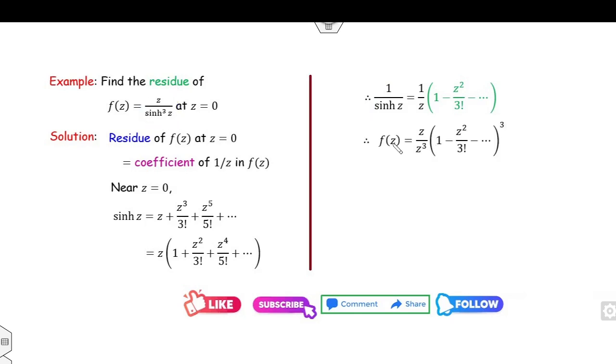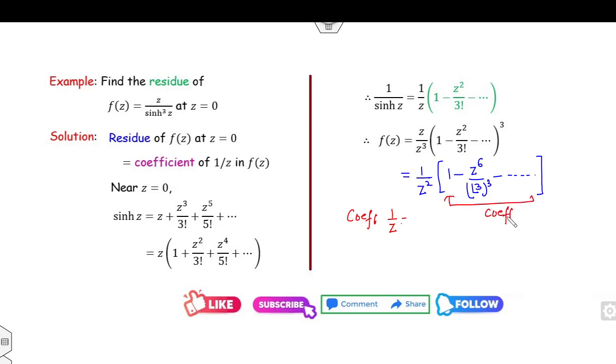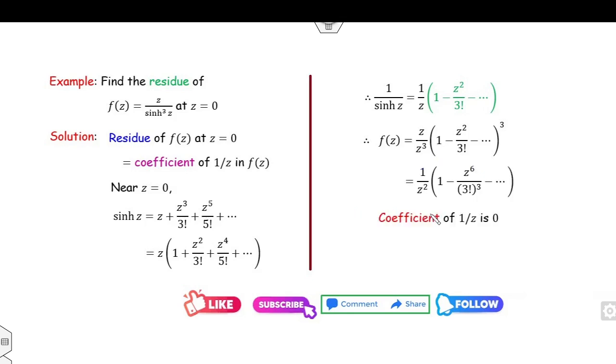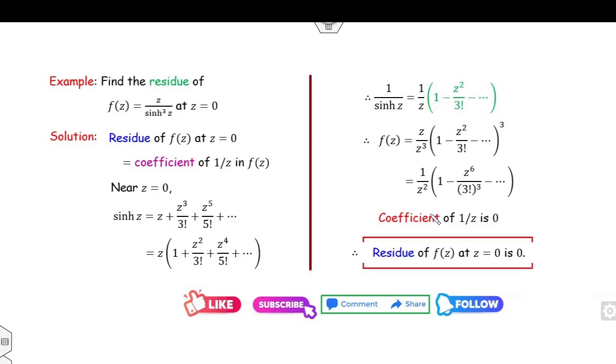You get f(z) is z over z cubed, so this value will be 1 over z squared. I can open the cube: it's 1 minus z raised to the power 6 over 3 factorial cubed, and so on. So can you find the coefficient of 1 over z? It will be 1 over z when you find a term involving the coefficient of z only, but there is no such term involving z. So the coefficient is 0, and once it's 0, the residue is also 0.